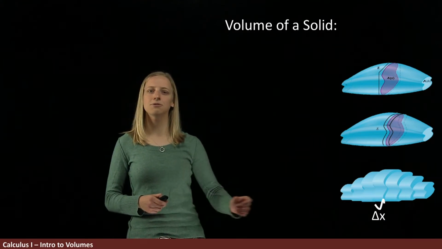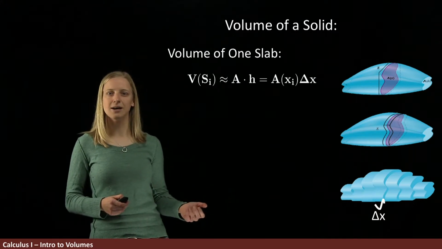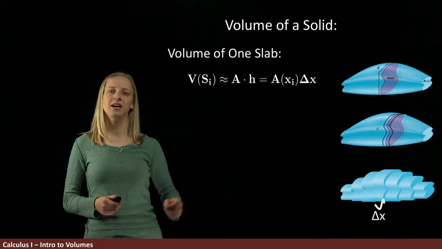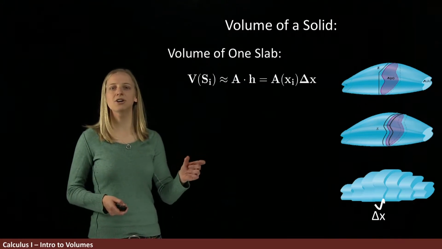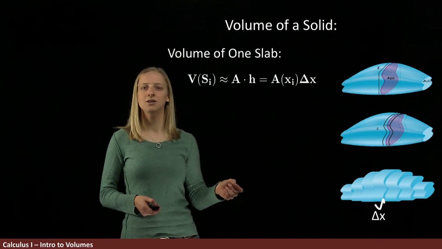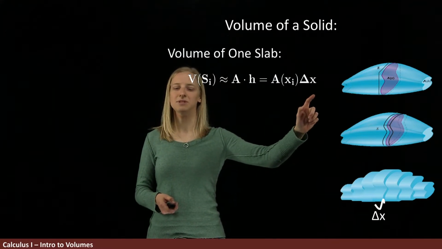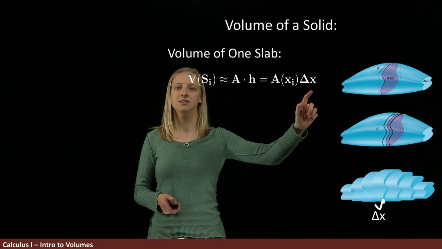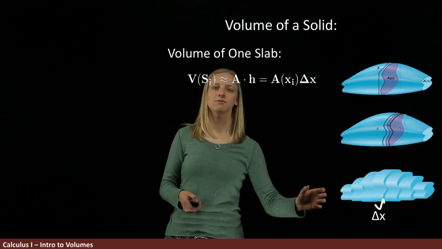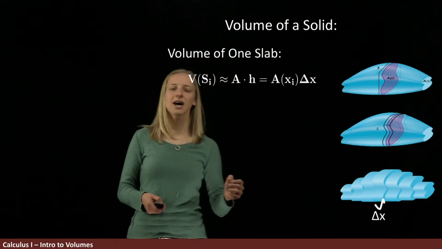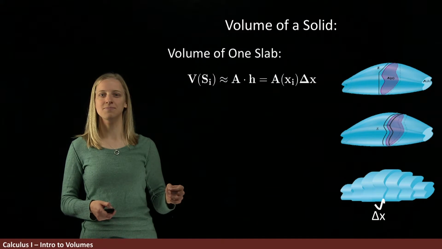We're going to take one of these cylinders, or one of these slabs, and find the volume of that. Just as the volume of the right cylinder before was the area of the base times the height, we have the area of the base times that height, or times that width in our case. So that's the volume of one slab. But we're going to now find the volume of multiple slabs and add them together. This should remind you of Riemann sums.